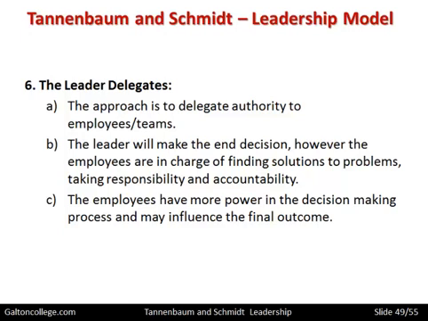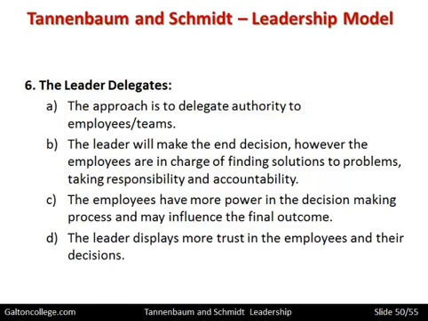The employees have more power in the decision-making process and may influence the final outcome. The management may agree that there was a problem. Perhaps the management hadn't seen the problem, and the management may agree with the solution. But the management haven't identified the problem, and the management have not come up with the solution. It's the employees who have done it. The leader displays more trust in the employees and their decisions. It's much more trustworthy. This one, the management look to the employees and trust the employees to identify problems and solve the problems.